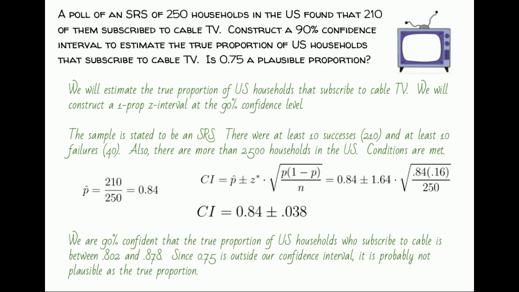0.802 and 0.878. And now we can answer that question, is 0.75 a plausible proportion? Well, since 0.75 is outside our confidence interval, it is probably not plausible as the true proportion. It's not very far outside of the interval, but it's not within our range of plausible values. So we can say that it is likely not to be plausible as the true proportion.